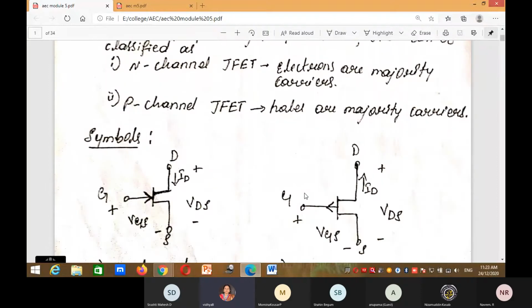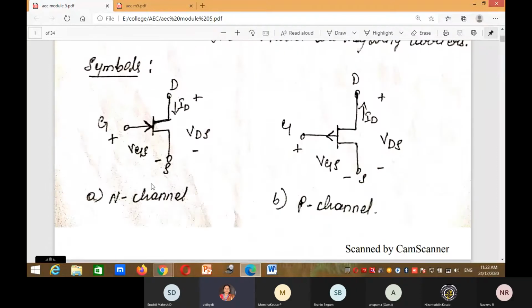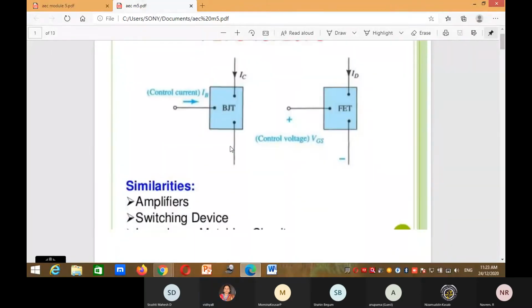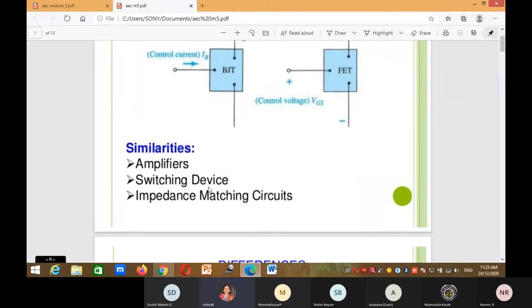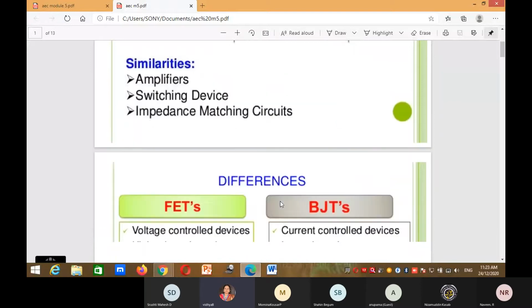This is the symbol of N channel and P channel. You can observe the gate, and the direction of the arrow. This is the direction of current, and in the P channel it is the opposite direction, while this one is the forward direction. This is the difference between the N channel and P channel. Now the difference between the FET and BJT. The similarity is that both are used as amplifiers, switching devices, and in impedance matching circuits.